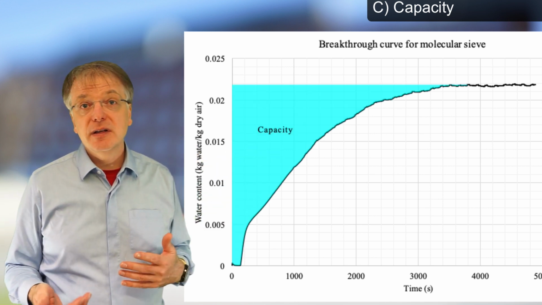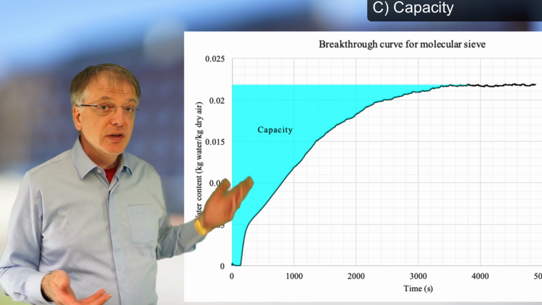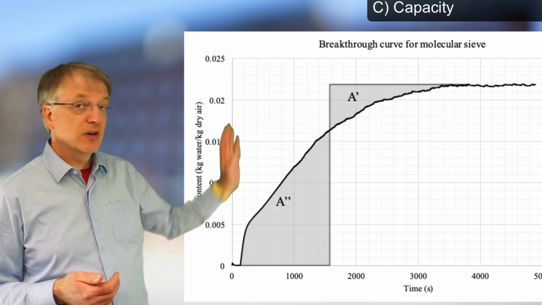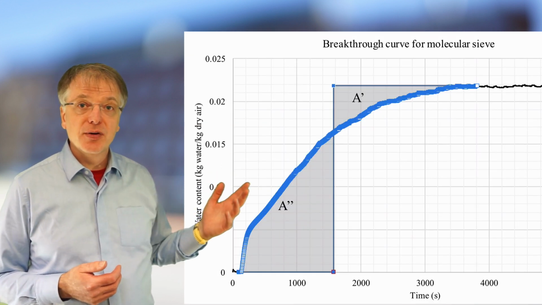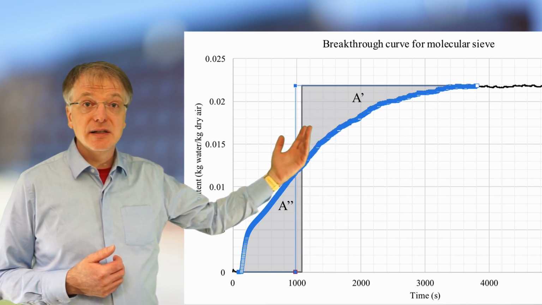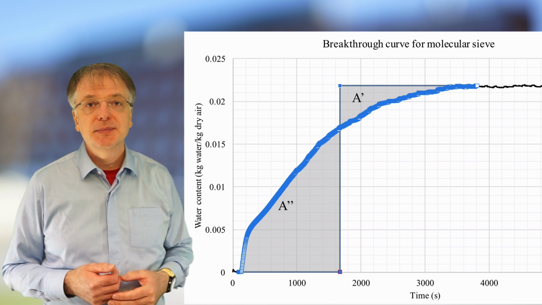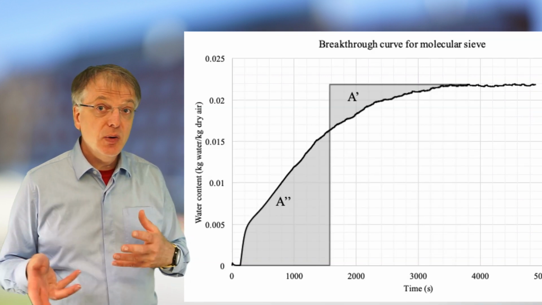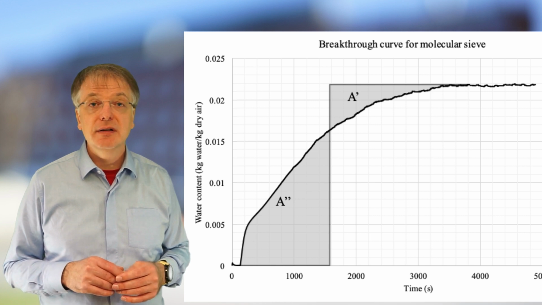And instead of counting triangles and rectangles or something similar, we determine T star by drawing a vertical line and moving it around until the area above the breakthrough curve to the right of the vertical line has the same size as the area below the breakthrough curve to the left of the vertical line. Note that in our course it's good enough to make a visual comparison of the areas to find the T star.